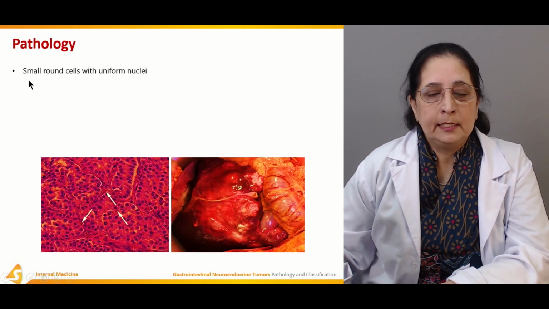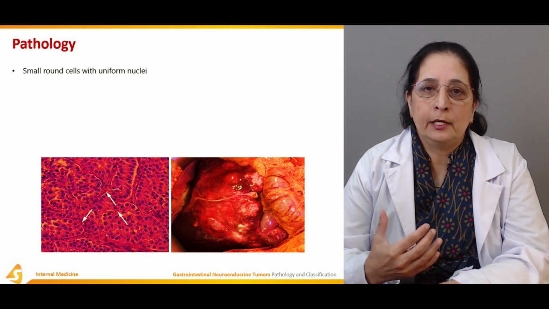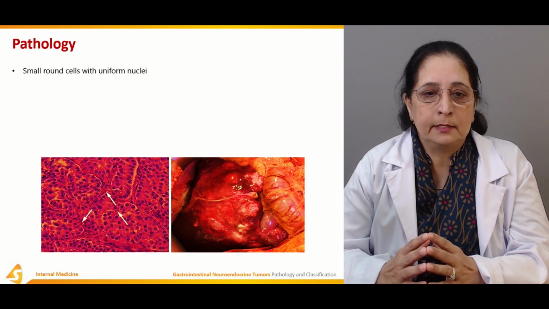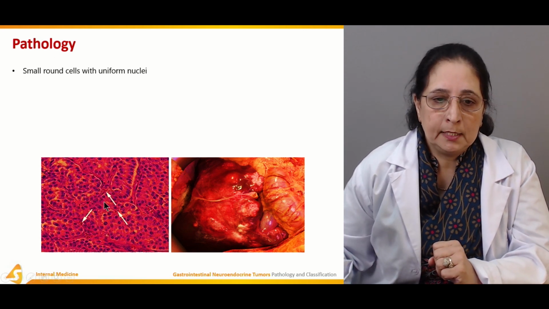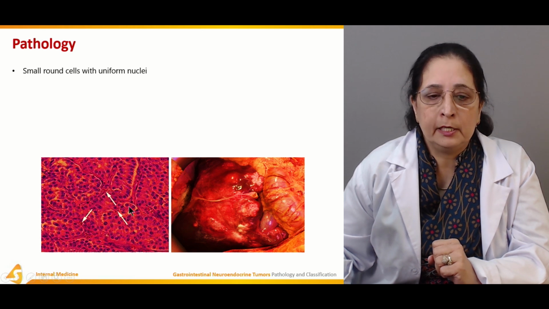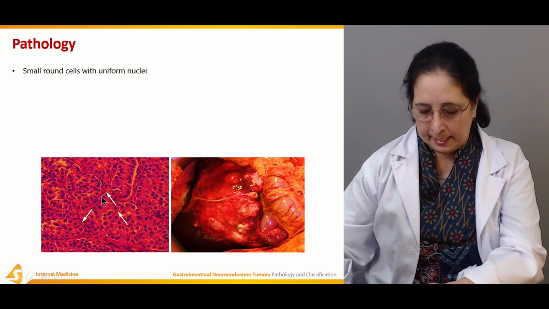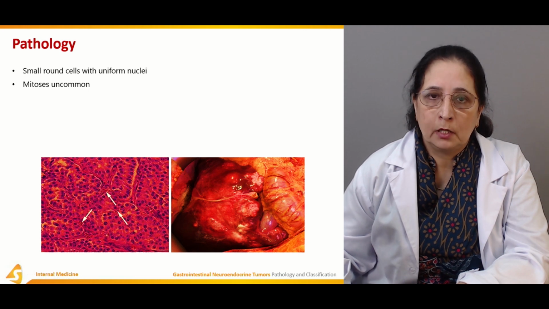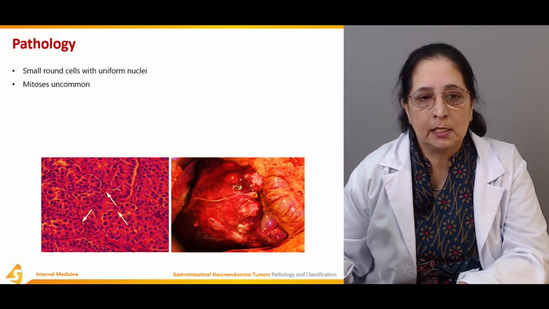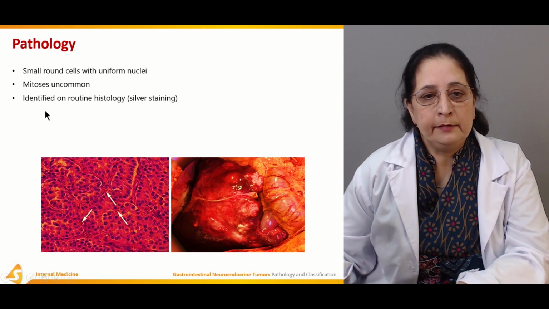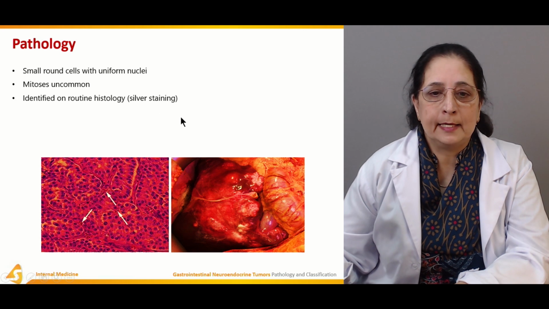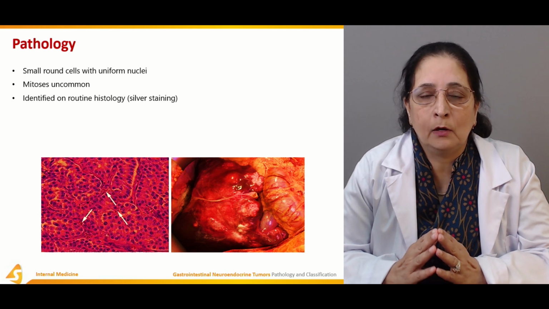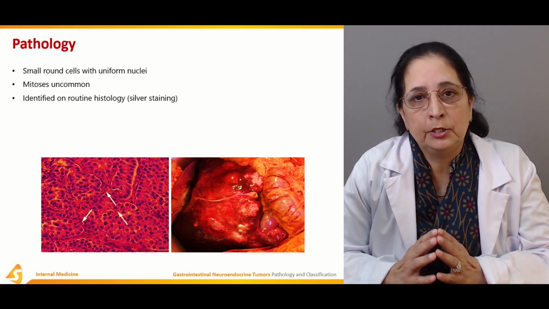Now the pathology, the cells which are present in the neuroendocrine tumors. We have small round cells with uniform nuclei. You can see the cells are small and round, but the nuclei are uniform. Mitosis in these cells is uncommon, so division by mitosis is not common. They are identified on routine histology by silver staining. So identification of these neuroendocrine tumors is done by silver staining.